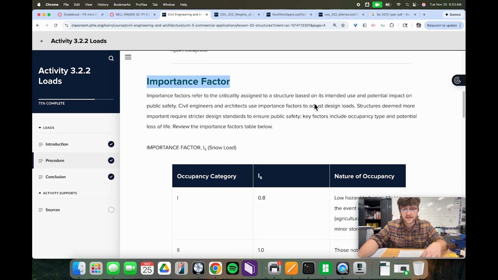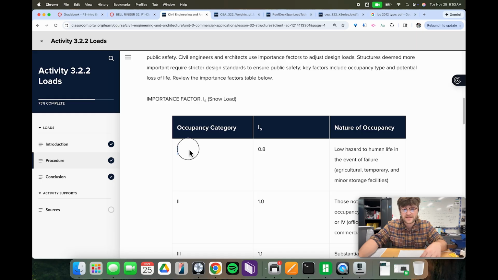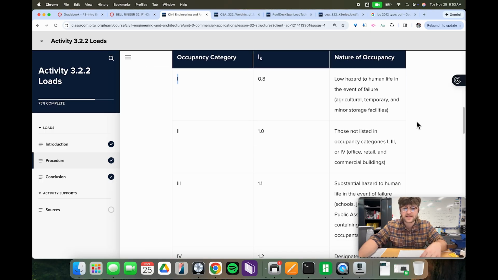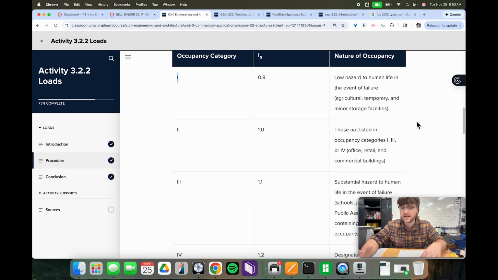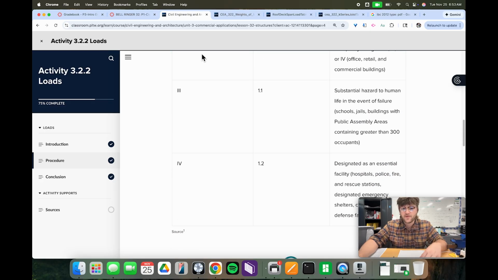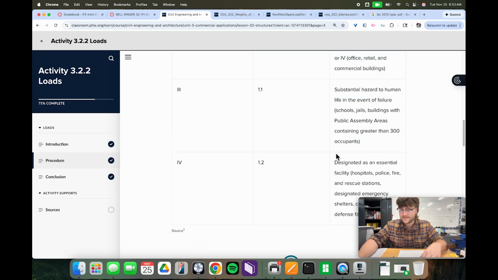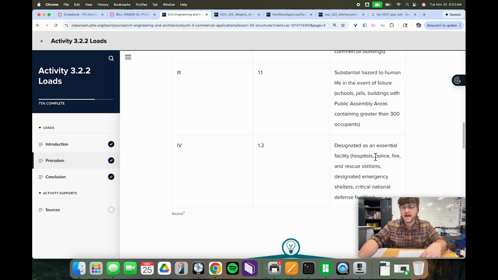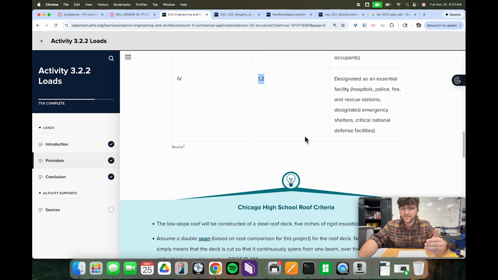For instance, occupancy category 1, those are low hazard to human life in the event of failure, because this is like agricultural buildings, temporary buildings, minor storage facilities. Most of the time, we don't really have many humans in there, if any at all, and that's why their importance factor is pretty low. As we move our way down, once we get to 4, for instance, this is like essential facilities, so hospitals, police or fire or rescue stations, emergency shelters. So very high hazard to human life in the event of failure, and for that reason, we're using 1.2 as our importance factor.